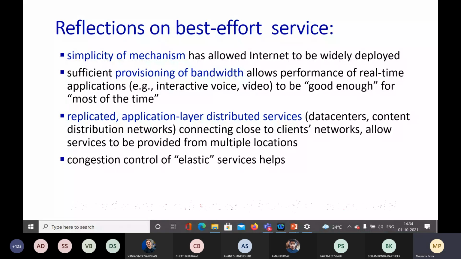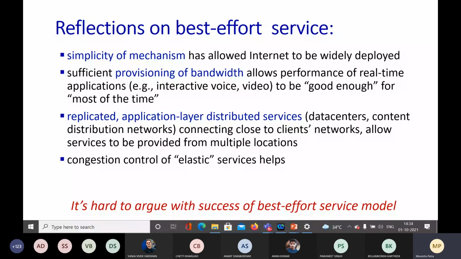Okay, so because of all of these properties, or I would rather say despite all the features that best effort service does not provide, still because of its simplicity and because, given the bandwidth, it most of the time gives a good result, it is unarguably the best one that is used or has the maximum success rate on the internet. Okay, so this is one here.